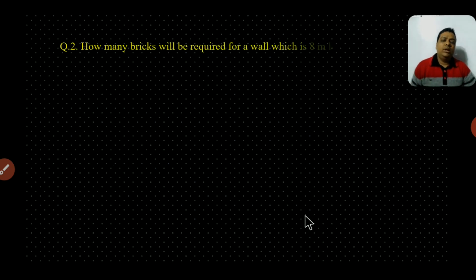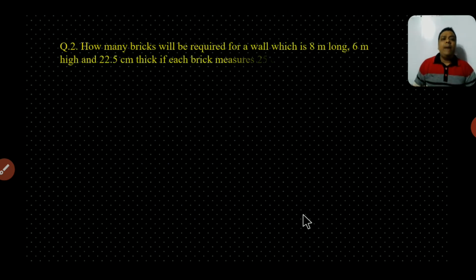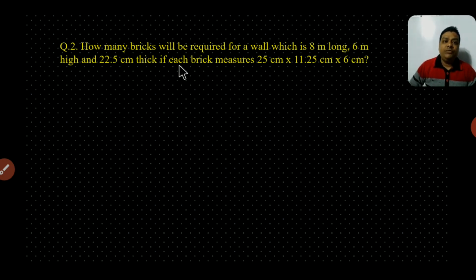So now here you can see, students, that we have to find what? We have to find how many bricks will be required for a wall which is 8 meter long, 6 meter high, and 22.5 centimeter thick. It means this is the dimension of wall. And again, this is the question. If each brick measures 25 centimeter into 11.25 centimeter and 6 centimeter. So this is the dimension of brick.